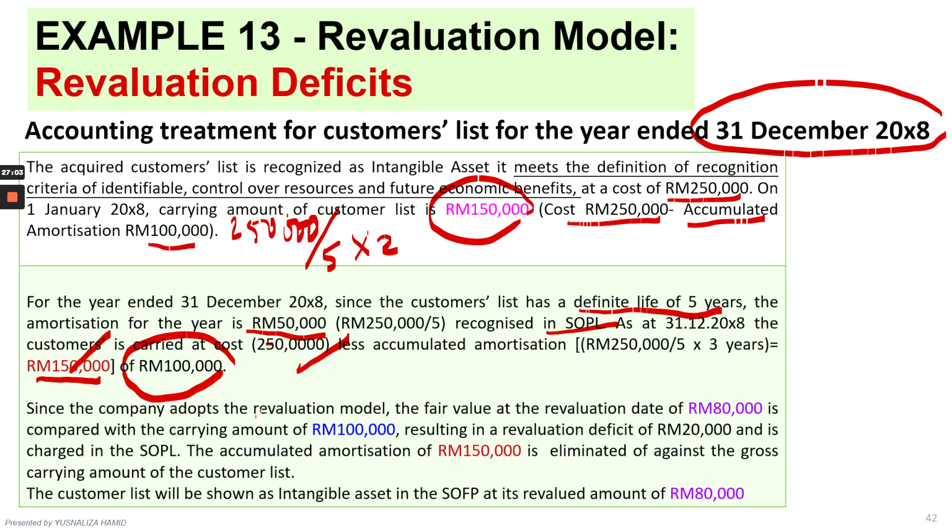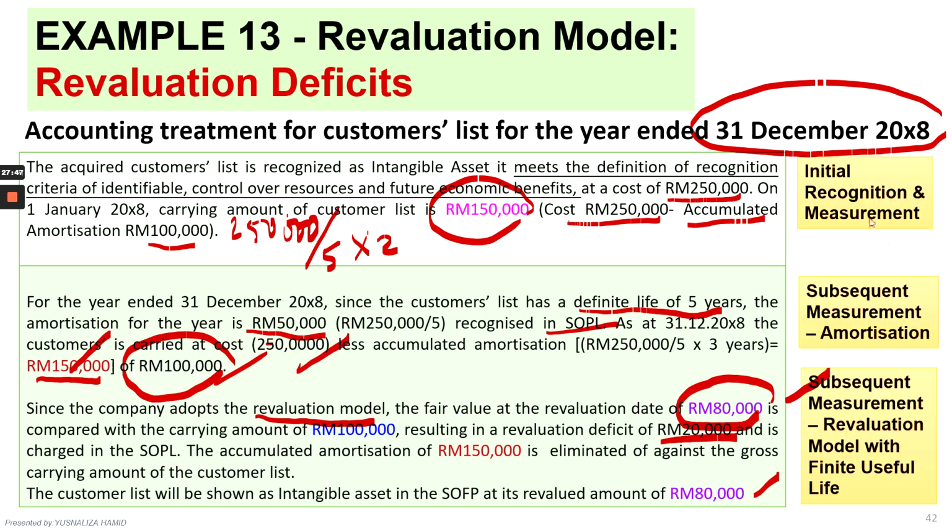Then since the company adopts the revaluation model, on the revaluation date the fair value is 80,000. If you compare this 80,000 with 100, you would notice that there is a deficit of 20,000, and that should be directly charged in the SOFP since there is no previous revaluation surplus. So the accumulated amortization will have to be eliminated, right? It has to be eliminated, and the customer list in the SOFP as at 31st of December 20X8 will be 80,000. That is the revalued amount.